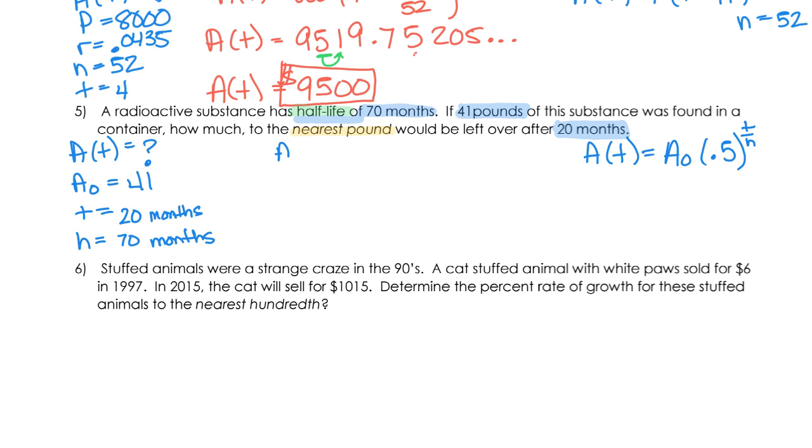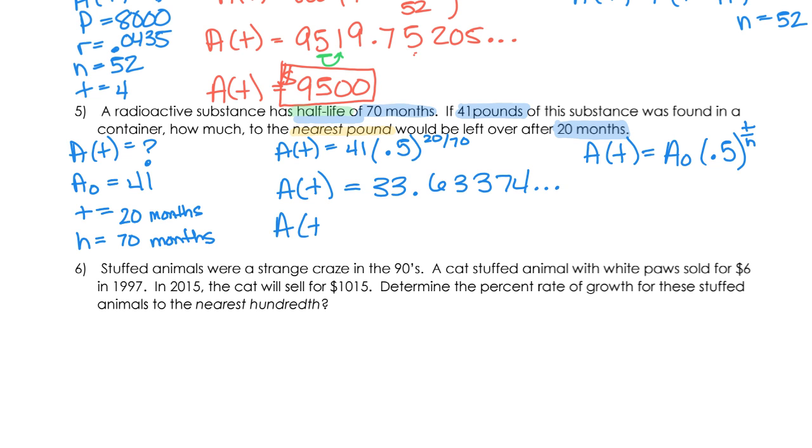So we're gonna go ahead and say A of t equals 41 times 0.5 raised to the 20 divided by 70. Grab your calculator, type it in, okay? Again, older calculators have to have that 20 divided by 70 in one giant set of parentheses. Okay? You should get 33.63374, dot, dot, dot. Rounding directions are up in yellow. They said nearest pound, which would be this 3, but look next door, and that's going to round the 3 up to a 34 pounds. And that's how much of the substance would be left.